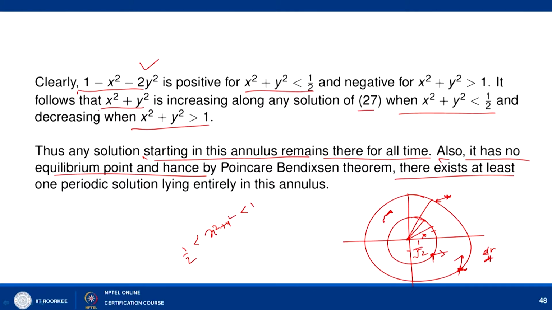So, by the Poincare-Bendixson theorem we can say that there exists at least one periodic solution lying entirely in this annulus. It does not tell which orbit corresponds to the periodic solution. It just tells you the existence of at least one periodic solution. We have seen in this particular example that with the help of Poincare-Bendixson we can guarantee that there exists one periodic solution lying entirely in this annulus region.